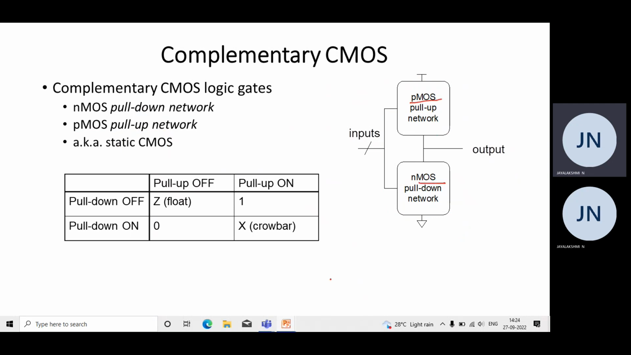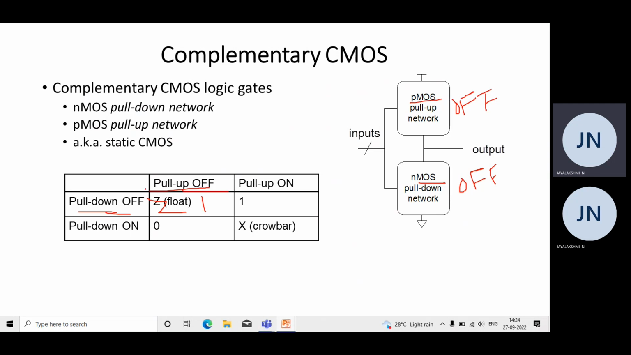So coming to this truth table, here pull-up is off, which means the PMOS is off, and pull-down is also off, which means this NMOS is also off. Then what is the condition? If pull-down is off and pull-up is also off, then the output is Z. We can call it float.